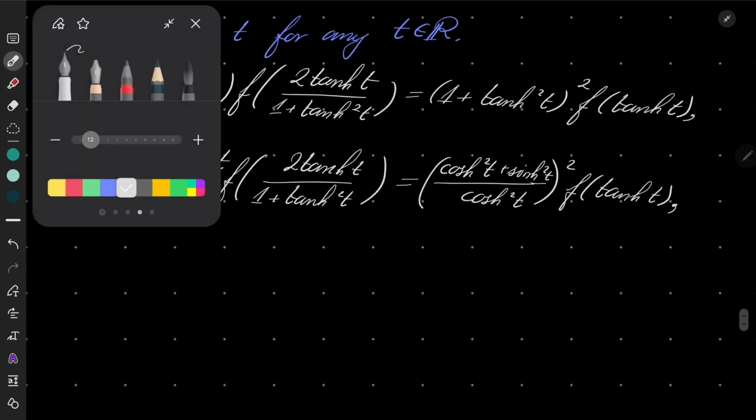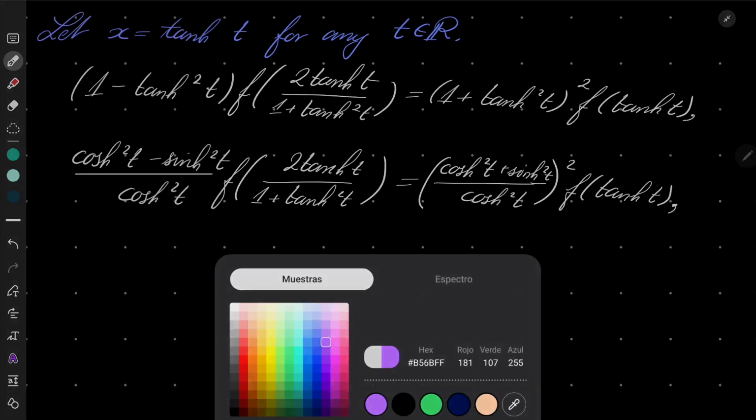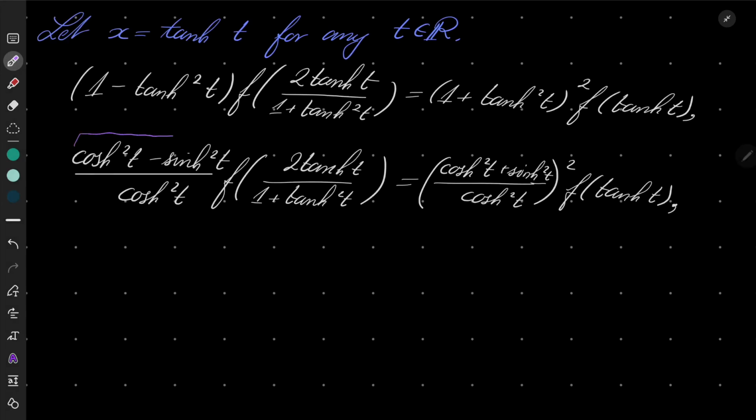And now it's time for various identities. As I suggested, this part right here is just one. This numerator can be simplified to hyperbolic cosine of 2t. And finally, and most importantly, this entire fraction simplifies just to hyperbolic tangent of 2t.